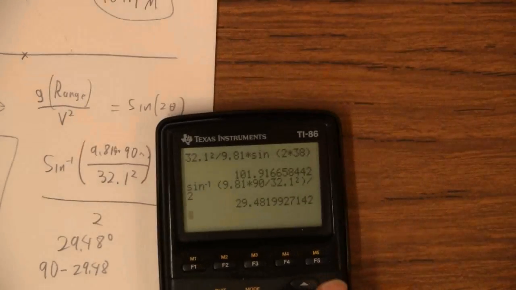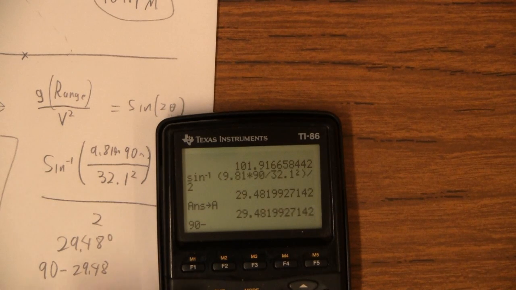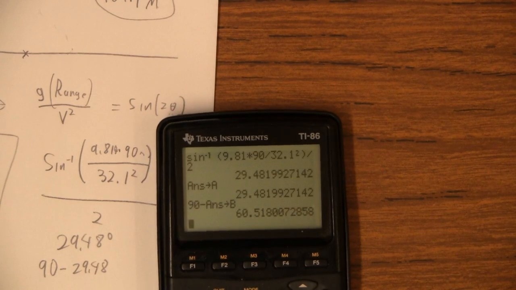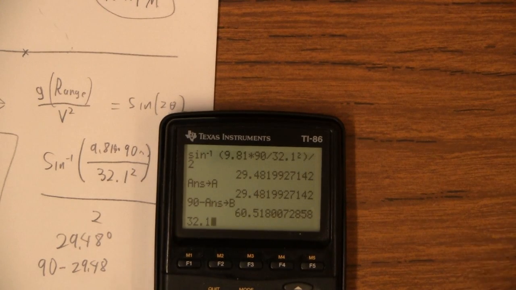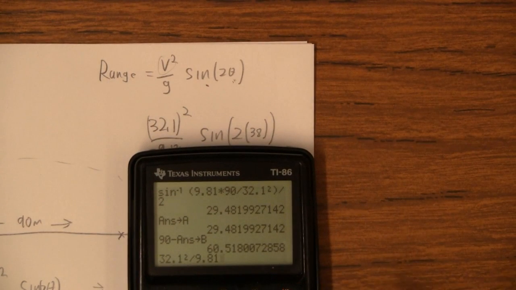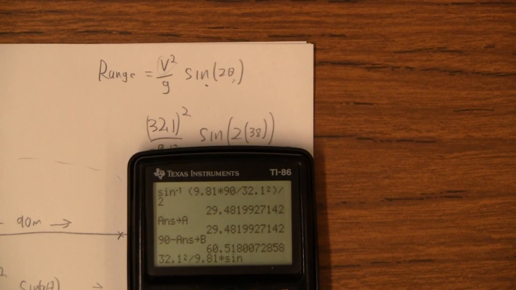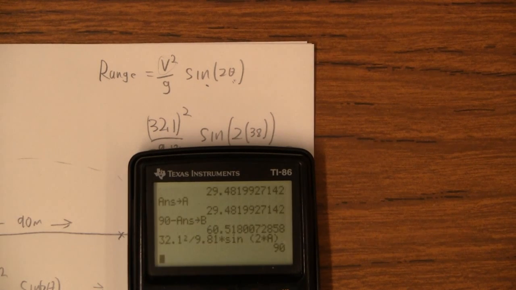Let me just show you that. I'm going to store that in A, and then let's go 90 minus the answer and store that in B. So there are two angles there. I can launch at both of those angles. I can go 32.1 squared divided by 9.81, using the range equation right there, times sine of 2 times A. I get 90 meters, of course, because that's what we solved for.